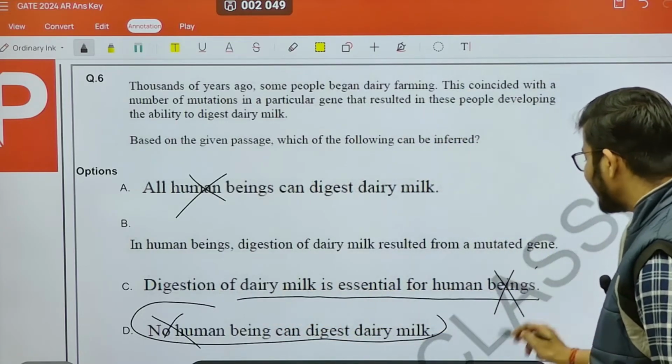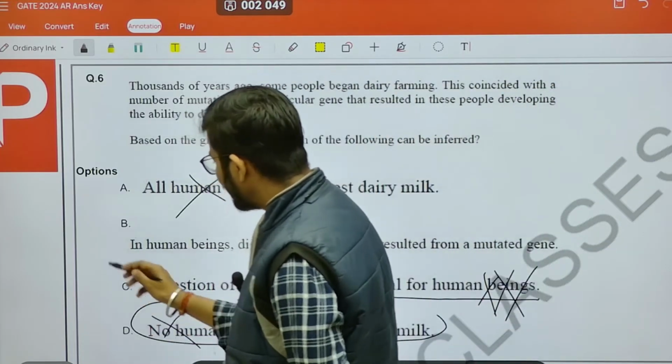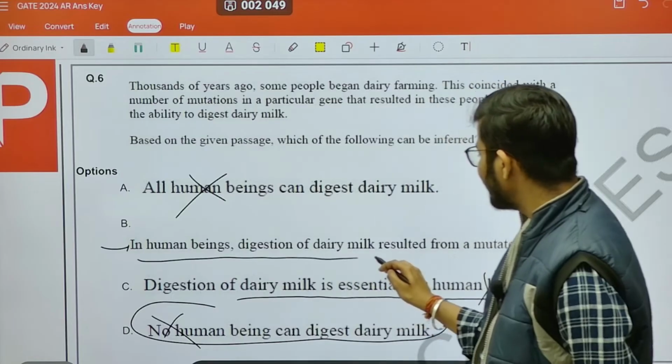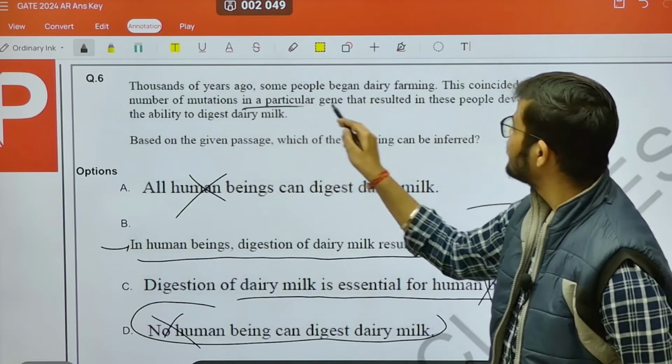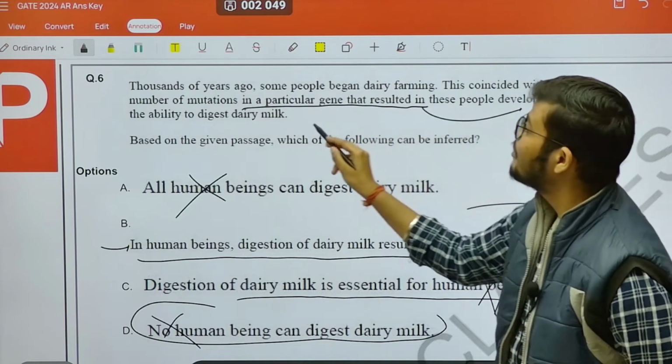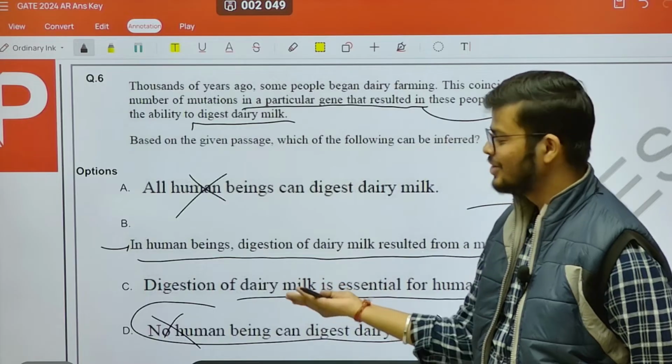Now this is advice, this is a suggestion. This cannot be inferred from the questions. The only option here is: in human beings, digestion of dairy milk resulted from the mutated gene. Here it is given: mutations of a gene resulted in these people developing the ability to digest milk. This becomes active voice, and the passive voice is given in option B.